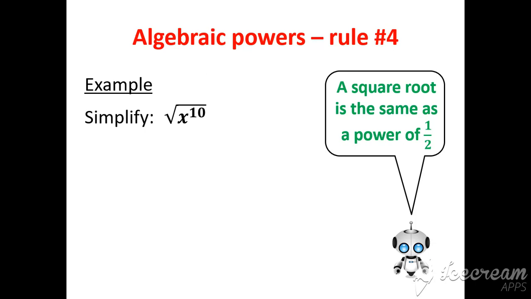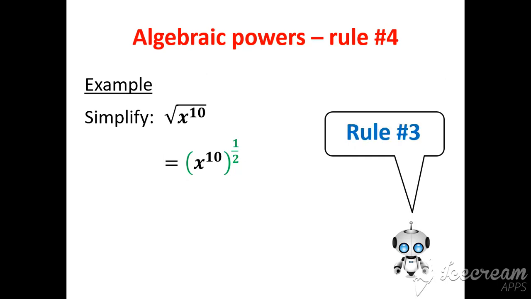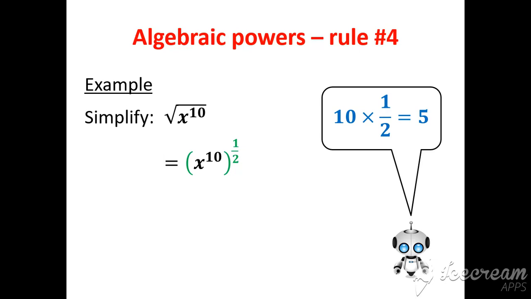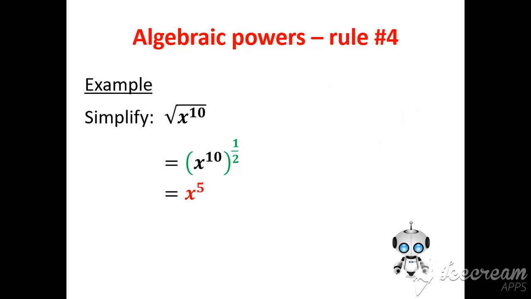Now, before we do that problem, let's come back to something we chatted about in the last video. A square root is the same as a power of a half. So let's look at a new example quickly. The square root of x to the power of 10. We wrote down x to the power of 10. We changed the square root to the power of a half. We used rule number 3 to multiply the powers. 10 times a half gave us 5. So we're left with x to the power of 5. So basically what we did with the power is we halved it, divided it by 2.